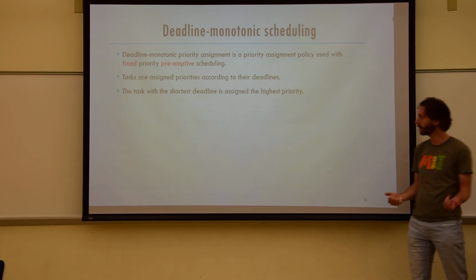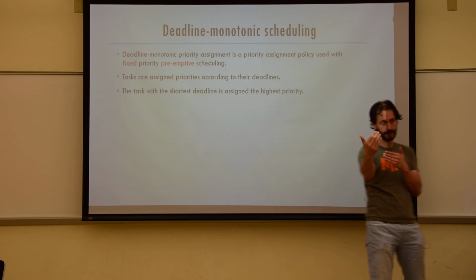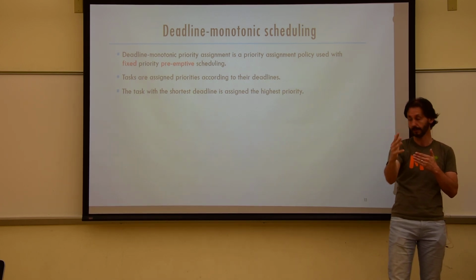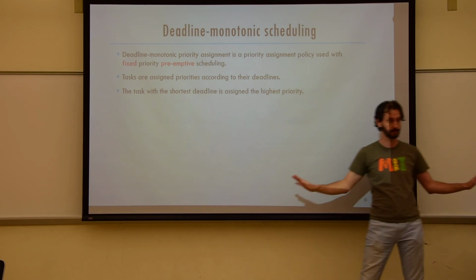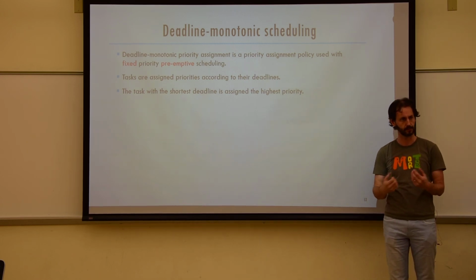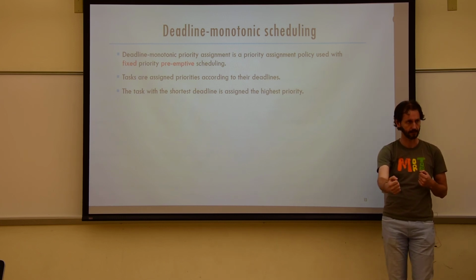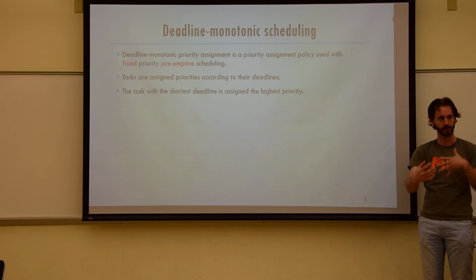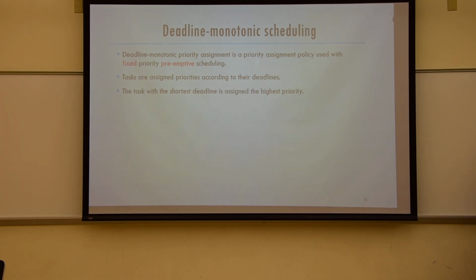In other words, what are you going to do? The task with the shortest deadline, so the deadline that comes first in the future, is going to be assigned the highest priority because you want to finish that first. Boom. It's like a greedy approach. You first do that, boom, it's finished. And then you work for the next deadline in the future, and then for the next deadline in the future. That's what you do. So that's what we call deadline monotonic scheduling.